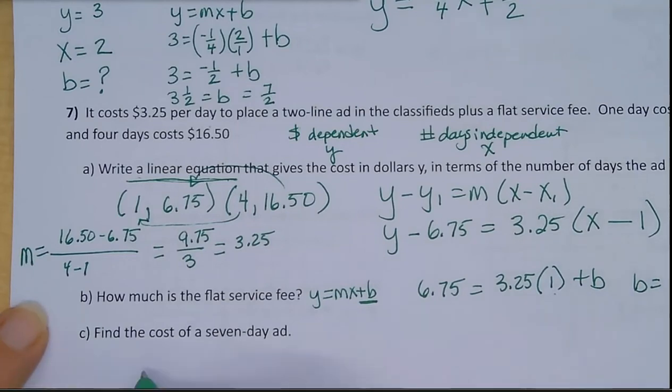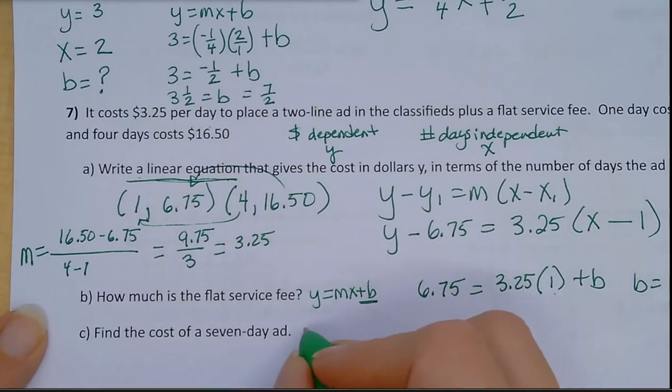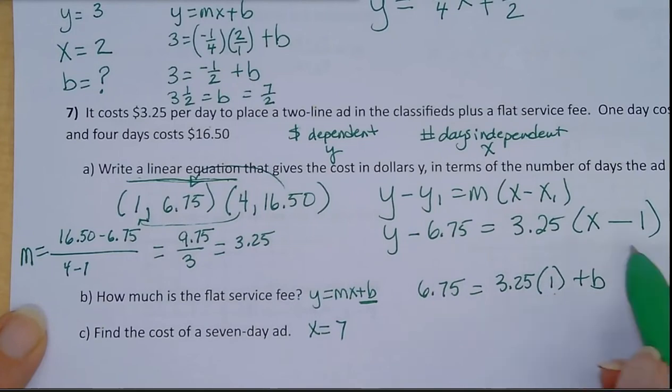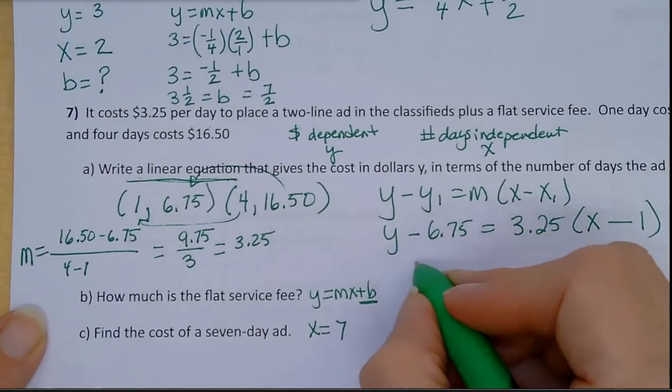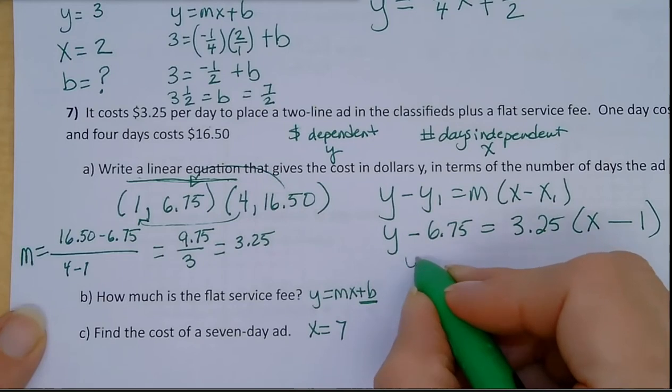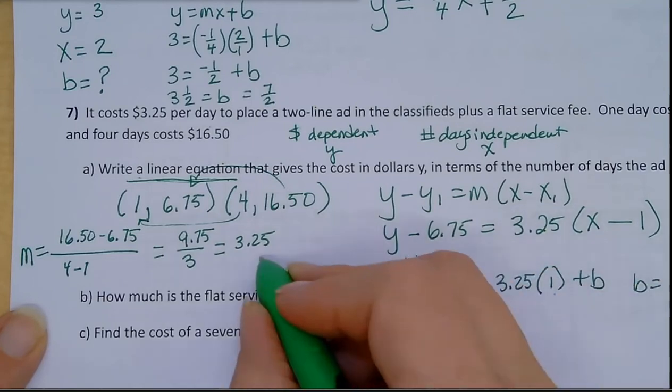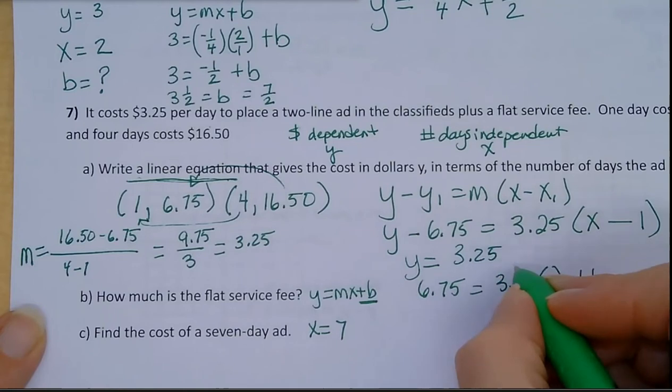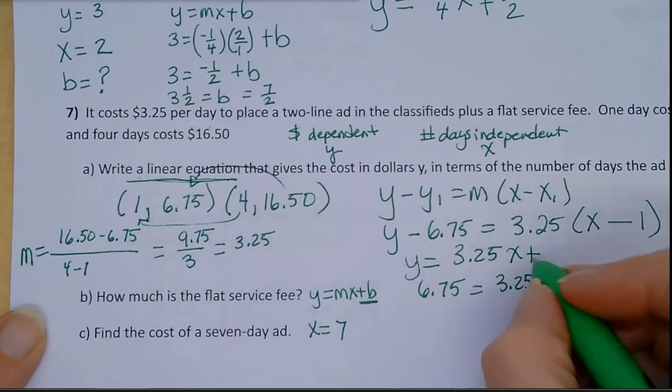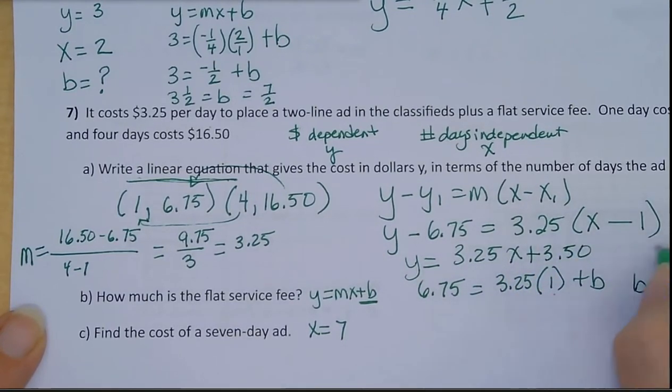All right. Now I want to find the cost of a 7-day ad. So if the amount of days it's in is 7, then I know x equals 7. So I can use either of these equations. Well, I only have one equation written here, sorry. Point slope is there. If I want to write it in y equals mx plus b format, y equals, my slope is 3.25, times x plus, I now know b, 350, right? So this is the same information, but this is in slope intercept.